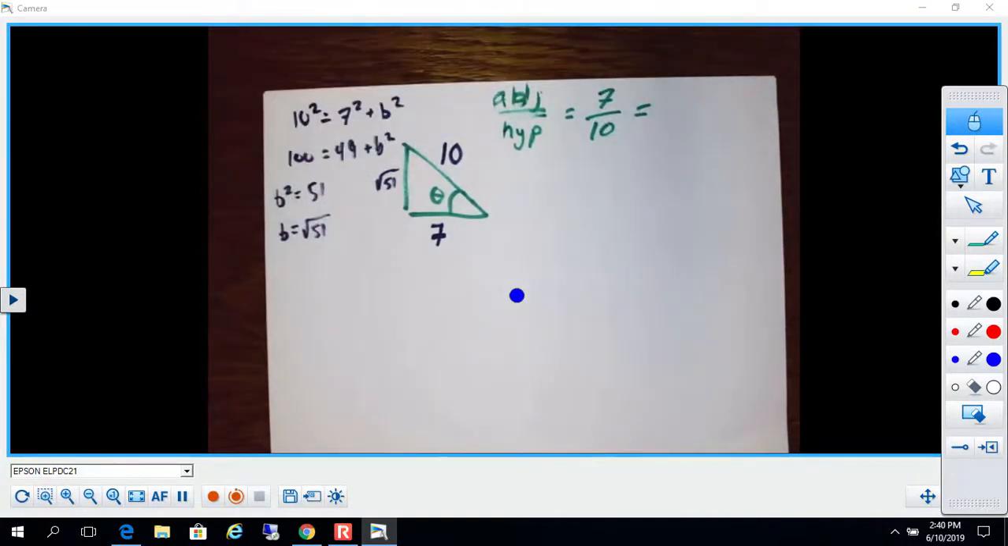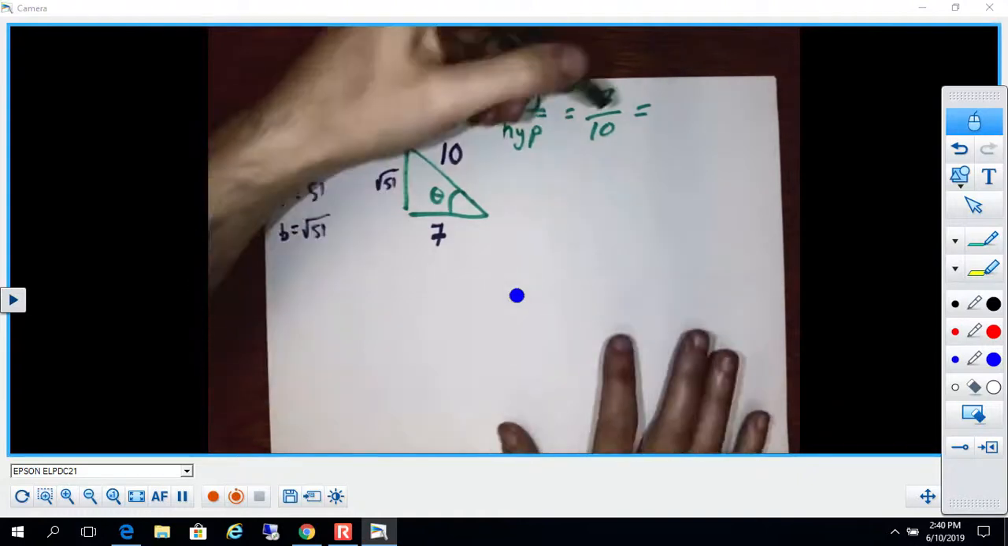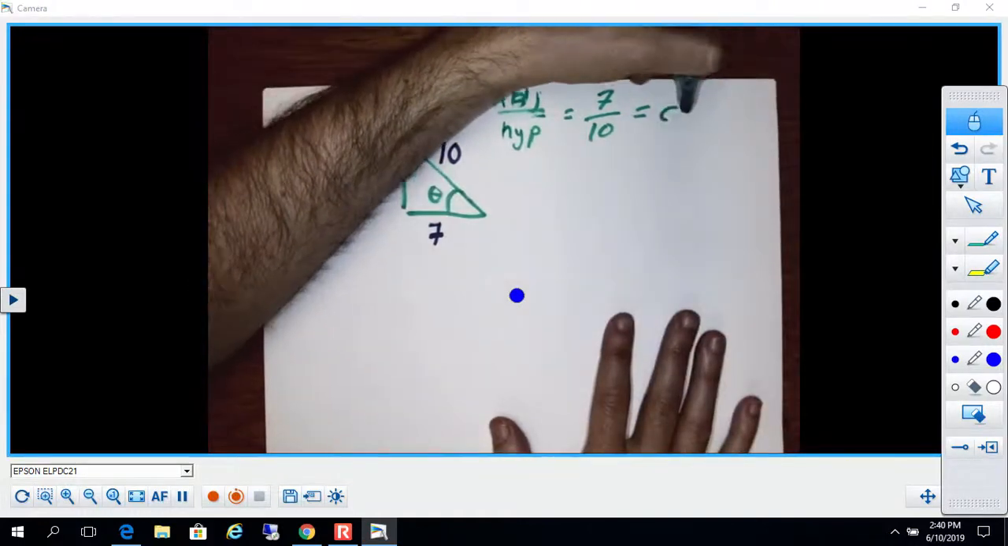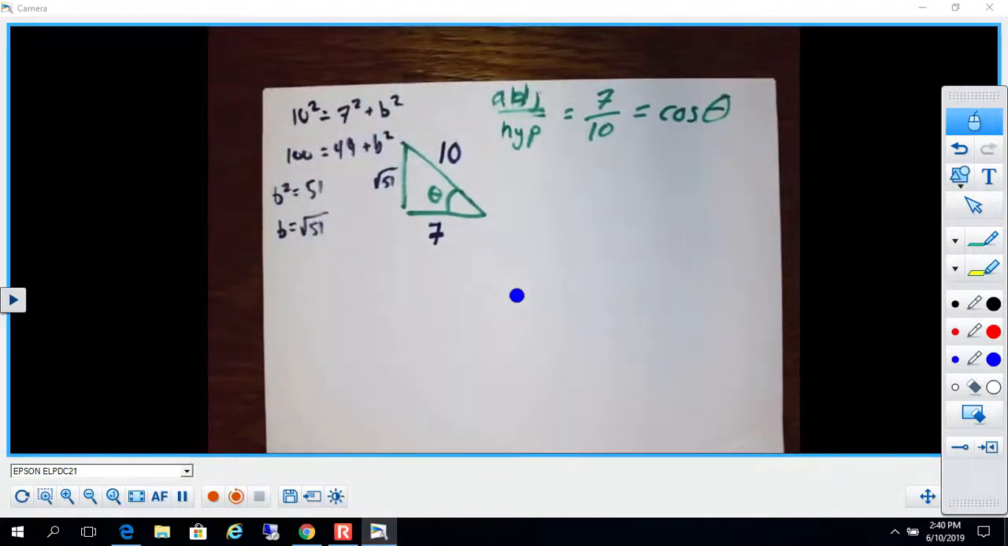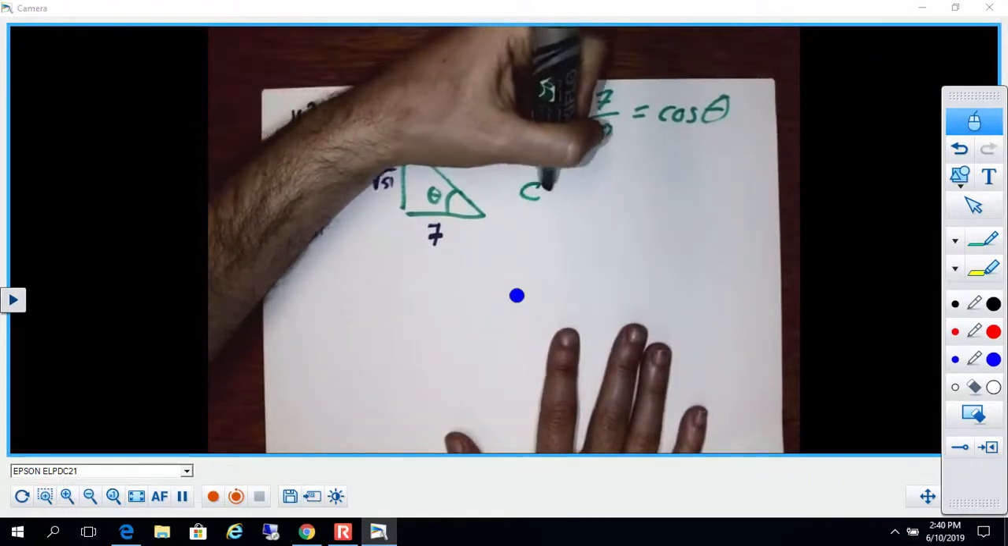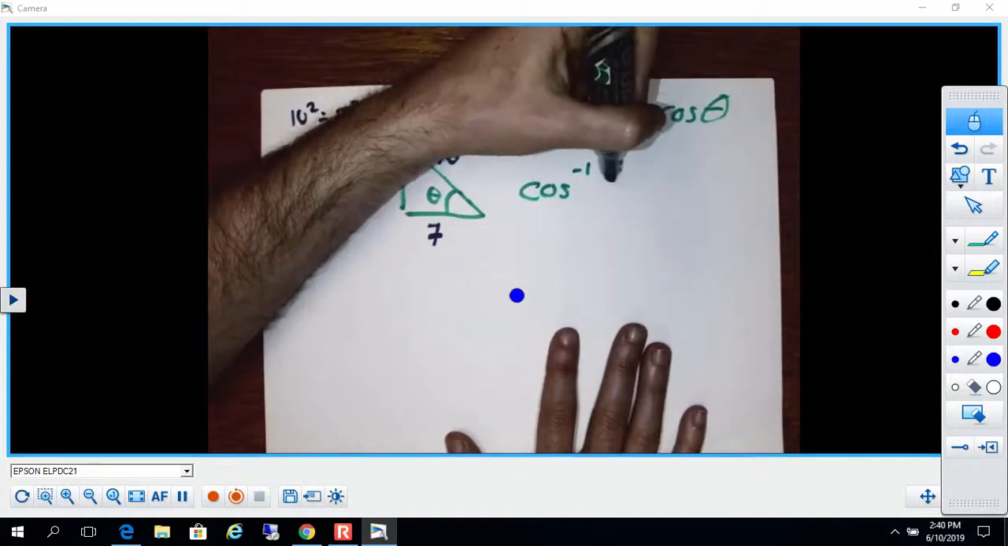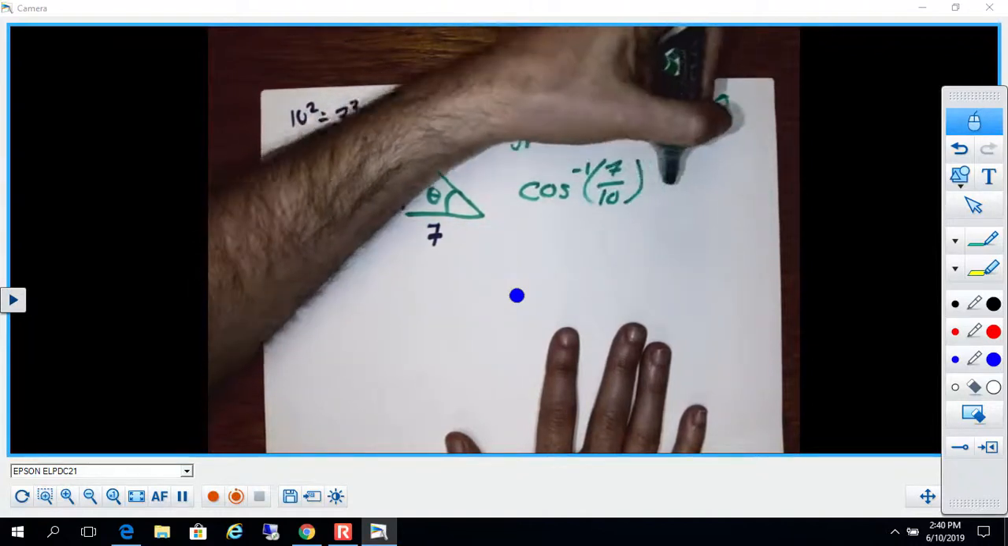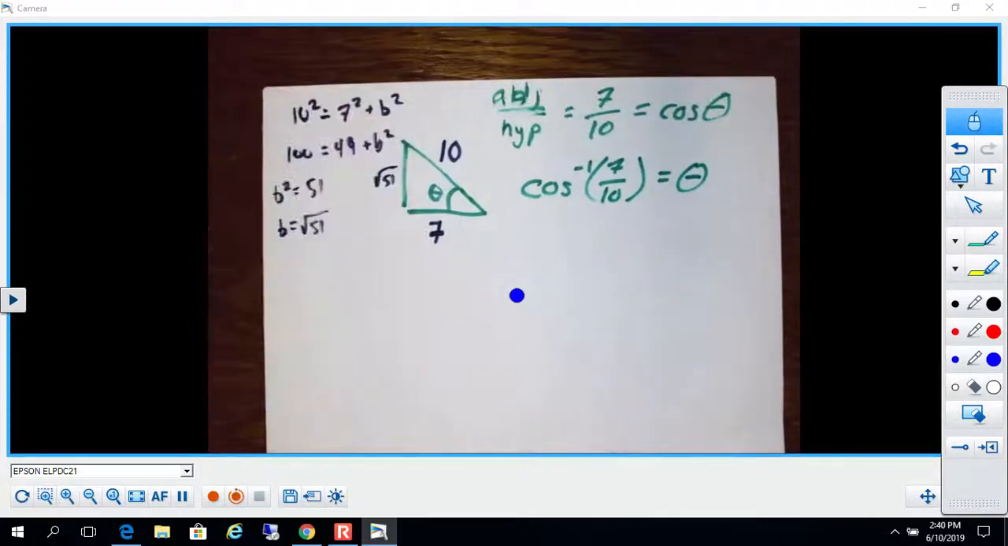And adjacent over hypotenuse is what trig relationship? That's cosine. Yeah, it's the cosine, right? So in other words, the cosine of theta is 7 over 10. That's the ratio. I need the angle, so it has to be the inverse. So I want to do the inverse cosine of 7 over 10. Yeah, exactly. So the inverse cos of 7 over 10 is going to tell me what theta is.